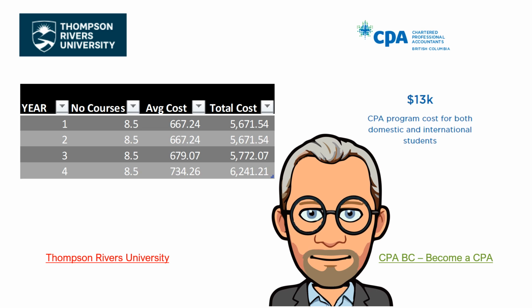According to CPA-BC, this course costs approximately $13,000 over 2 years. It should be pointed out, though, that costs are the same for both residents and non-residents. This last point is important if students are not Canadian residents. Most Canadian universities charge about 3 times as much for non-resident students.